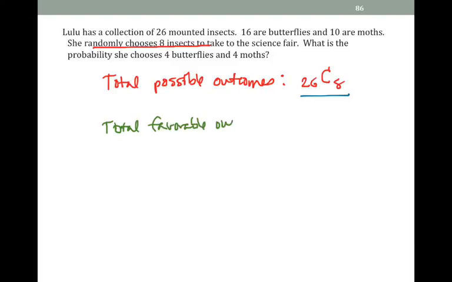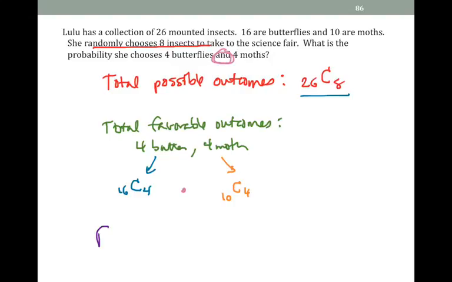So for the favorable outcomes, we want to figure out, of the 8 that we choose, how can we get them to be 4 butterflies and 4 moths? Our 4 butterflies, again, it's a combination because we don't care about the order, we're just trying to get a group of 4 butterflies. There's 16 butterflies to choose from, we're going to choose 4 of them. Moths, we want a total of 4 of those, and we're going to choose them from how many? 10. So 10 moths, choose 4. Now, to find all of our favorable outcomes, we want 4 butterflies and 4 moths, so we're going to use the fundamental counting principle and multiply those.